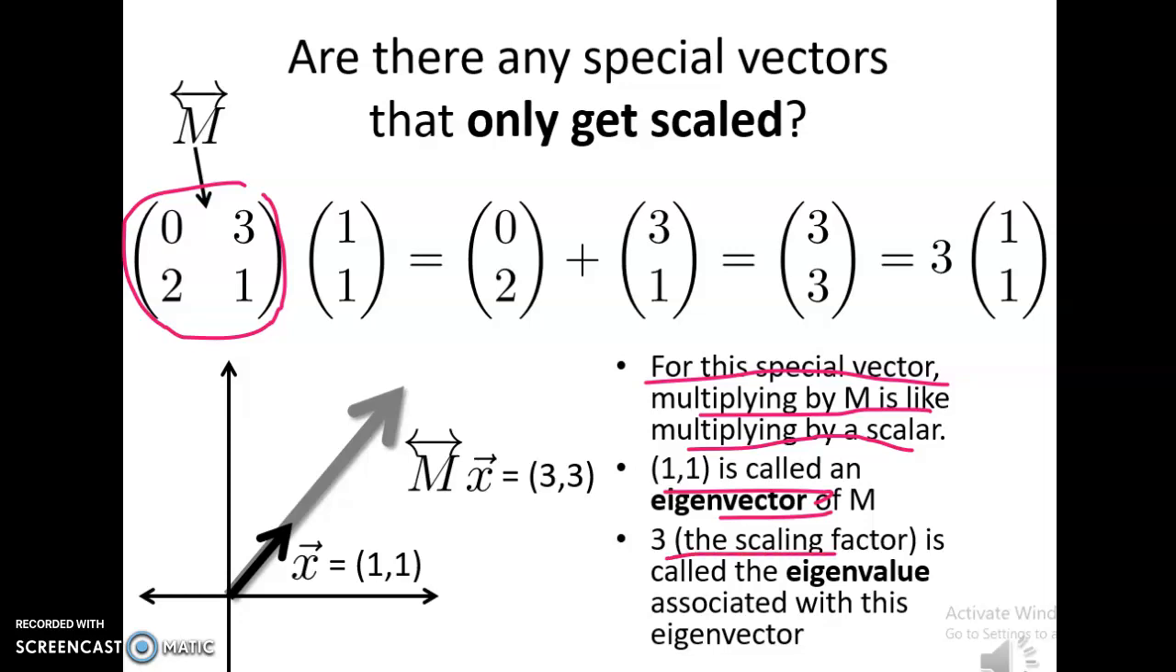The scaling factor 3 is called the eigenvalue. 1 comma 1 is called the eigenvector. This is the eigenvector, and this 3 is called the eigenvalue associated with this eigenvector.